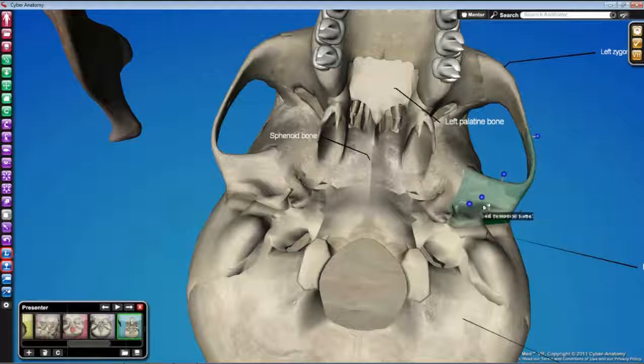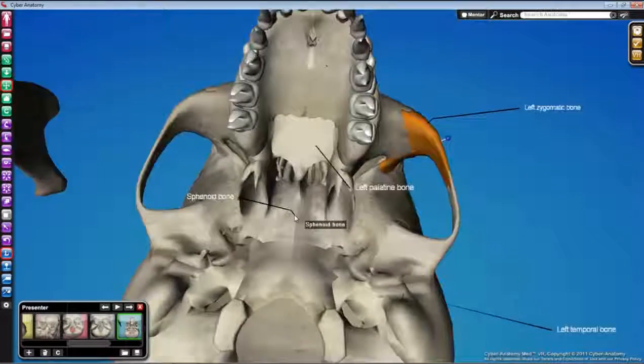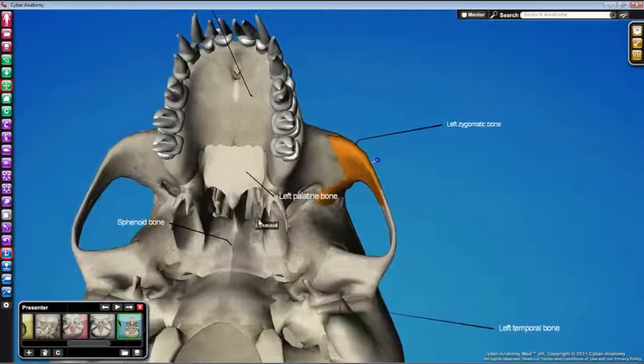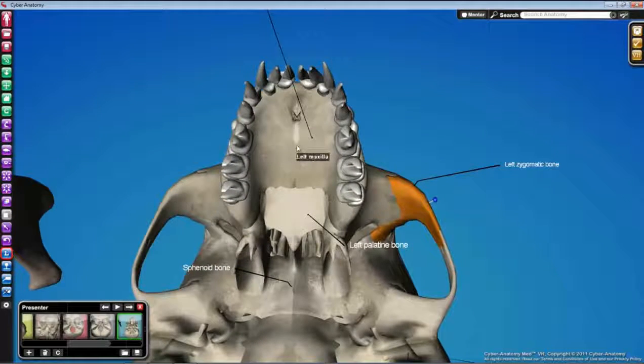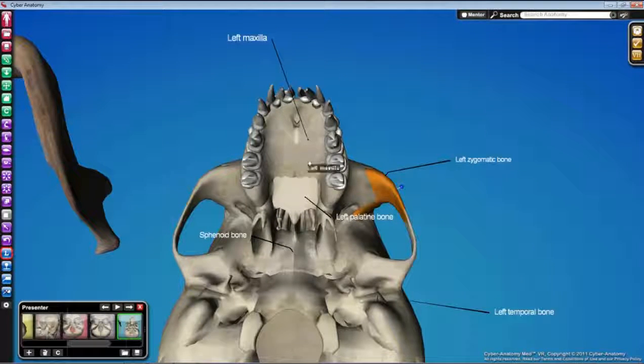Temporal bone has this part of the zygomatic arch, and then the zygomatic has the other. So you should be able to see where you can separate the zygomatic arch into those two parts. And then if you sort of turn towards the oral region, there's obviously the maxillary component of the palate, and then the palatine bone part of the palate.